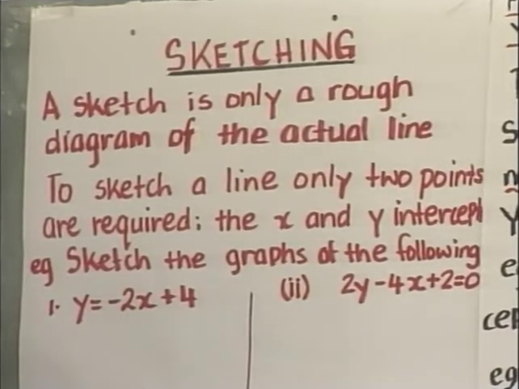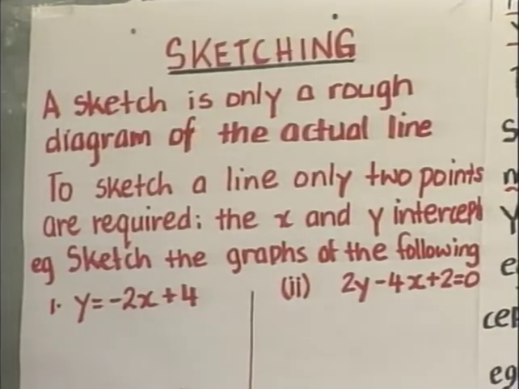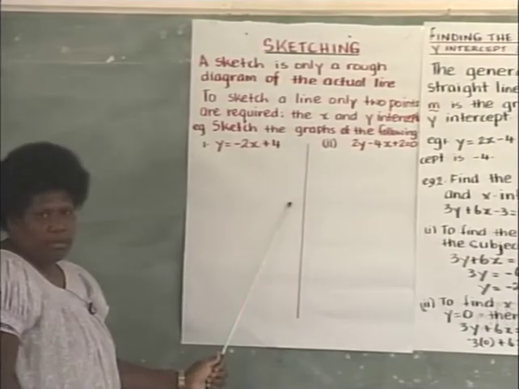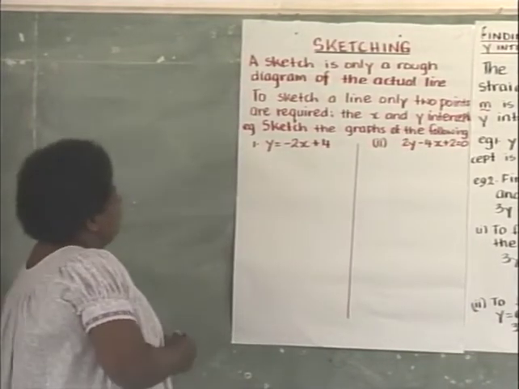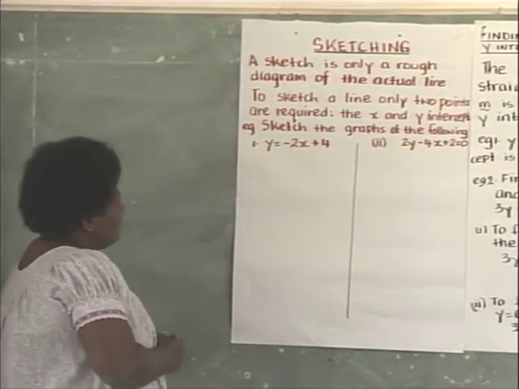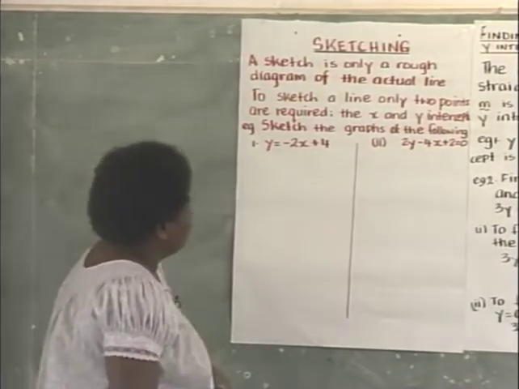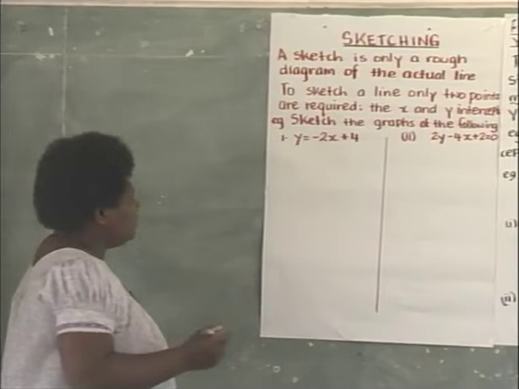So I am going to sketch 2 lines, and then I'll ask you to do the exercise, which involves this and also sketching. Hopefully we'll complete it today. Okay, sketch the graphs of the following: y equals minus 2x plus 4, and 2y minus 4x plus 2 equals 0.